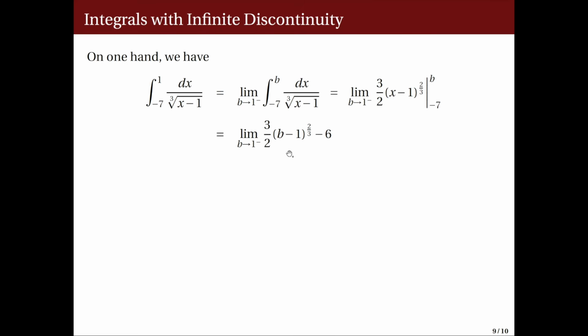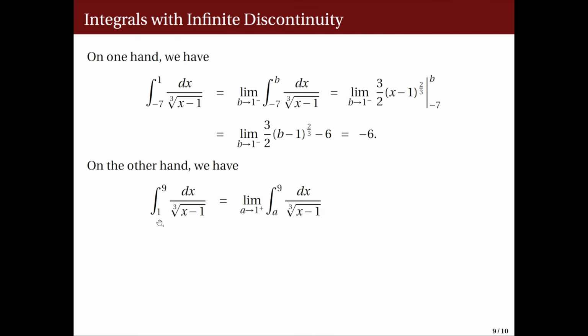Now we take the limit of this function as b approaches 1 from the left. Clearly, b minus 1 will tend to 0. So this vanishes. This gives us a finite value, negative 6. So one of the two integrals on the right-hand side is convergent. We check the other integral. Now, the integral from 1 to 9 has a problem at the lower limit of integration. So we again replace that lower limit of integration by some variable. In this case, I am using a, and then we get the limit as a approaches 1 from the right.